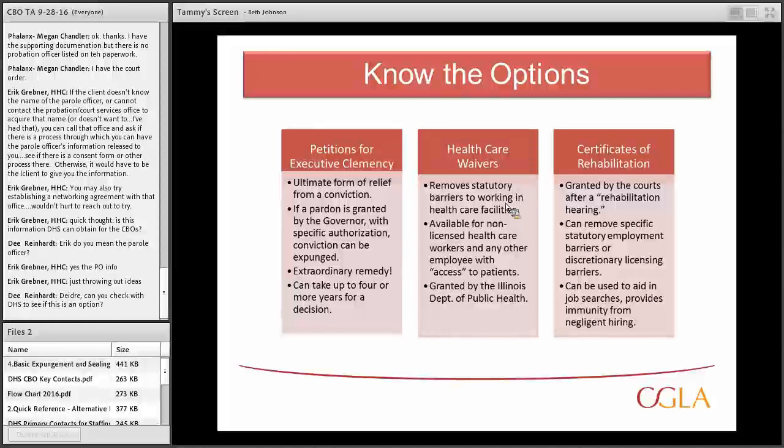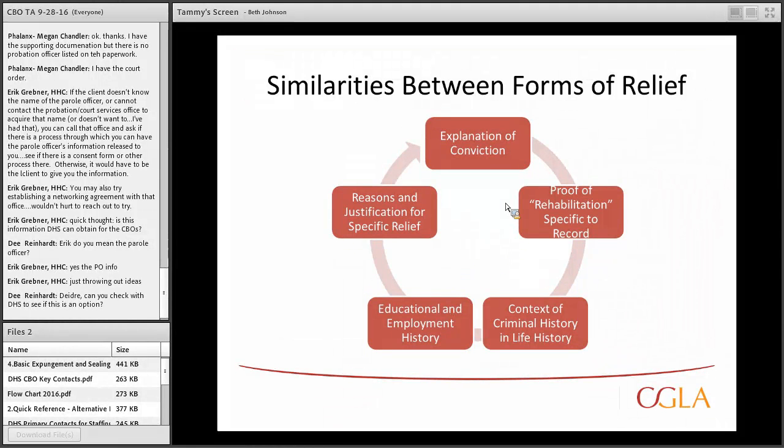So these are the main categories. No matter what category you fall into, a waiver, a certificate of pardon, these are the things you're trying to show to a decision maker. You're justifying what happened in the conviction, right? Proof of rehabilitation, quote unquote.